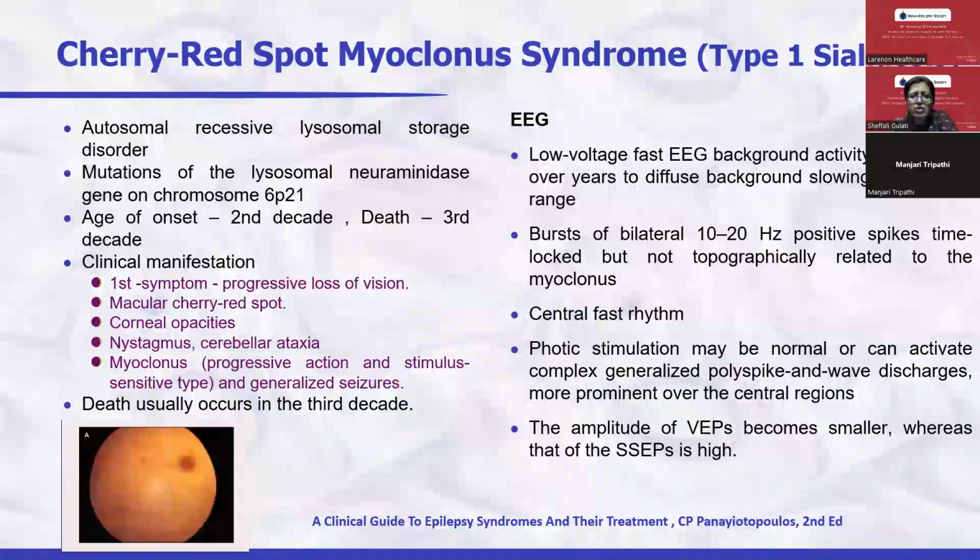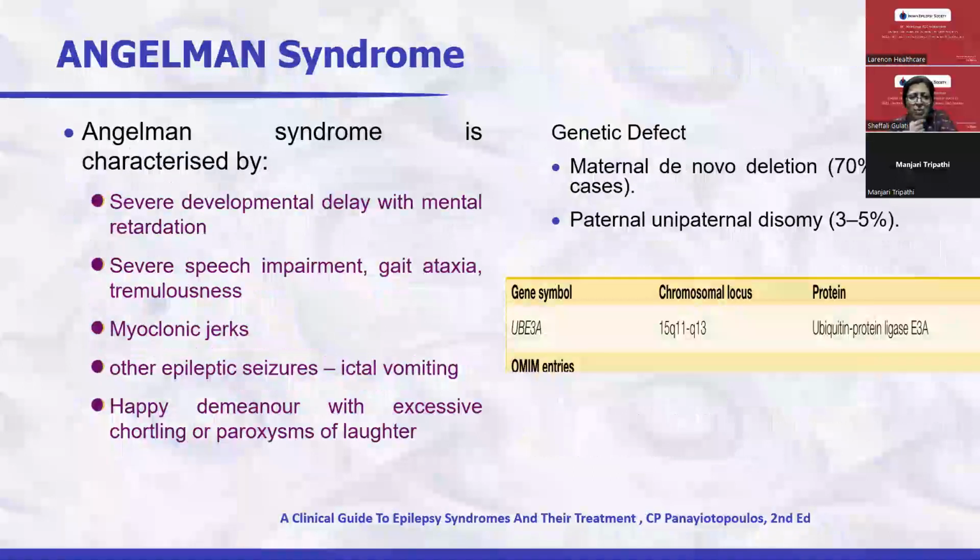Also, you have cherry red spot myoclonus syndrome, which is type 1 sialidosis, which can also be helped by EEG abnormalities of low voltage fast activity and having a central fast rhythm. And photic stimulation can also have some support.